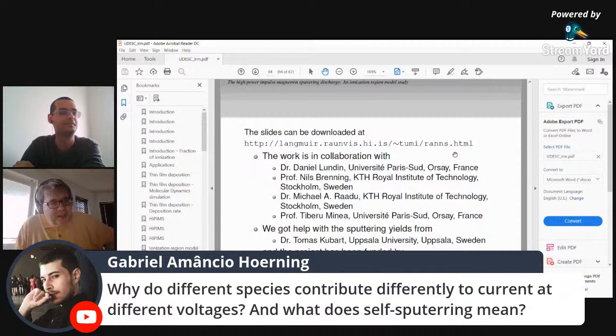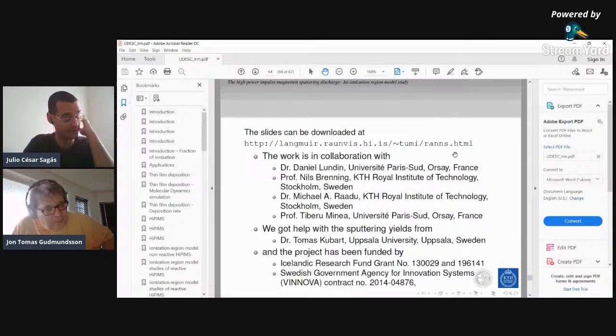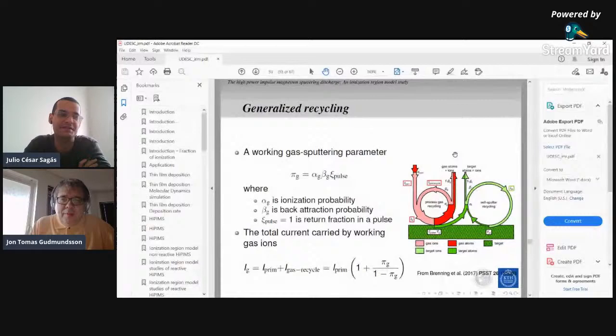I have some questions also. The first one: when you showed that for poisoned mode, you have a triangular shape on the current waveform using oxygen, I would like to ask if for nitrogen reactive discharge or other reactive gases, you will have a triangular shape also, or it is specific for oxygen?